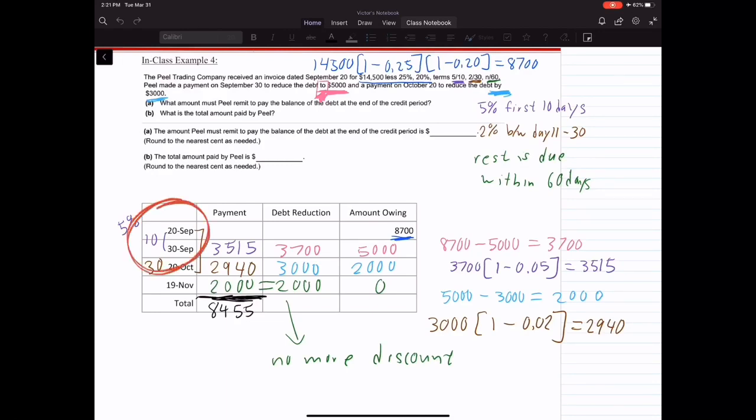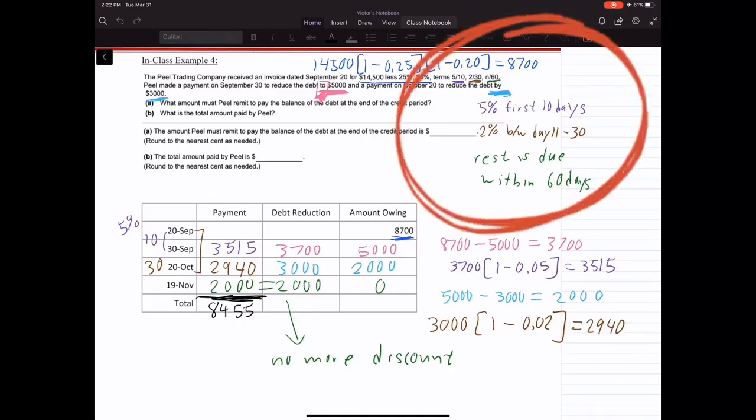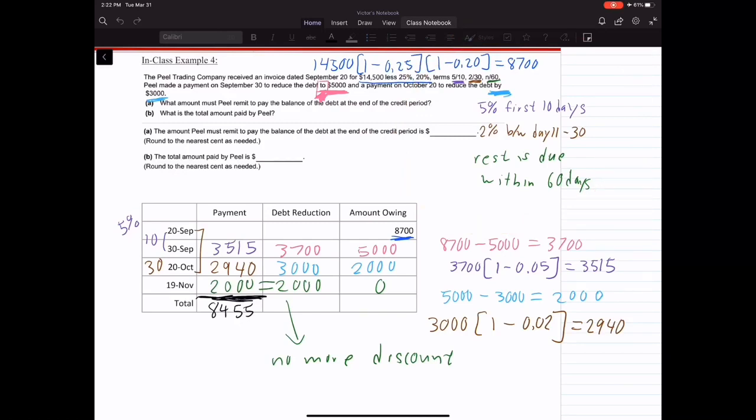And from September 20th to September 30th, that is 10 days. That is within the 10 days. When we look at the terms of the payment, we have 5/10, 2/30, net 60. So that means if we make payment in the first 10 days, we get 5% discount. And then if we make payment within the 30 days, so from day 11 to day 30, we get 2% discount. So they're not cumulative, they're independent. From day 30 to day 60, there's no discount. And then we have to pay everything within the 60 days. So that's the term of the contract.